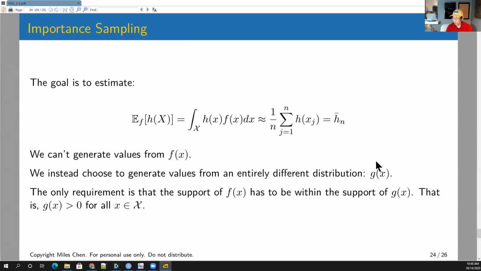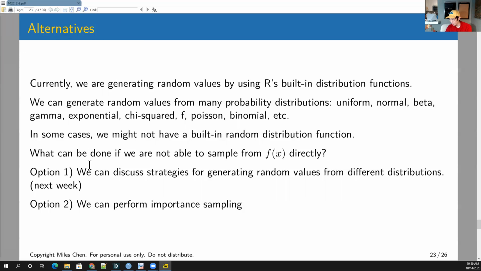But basically, even if you want to estimate this and you don't know how to generate values from f, we can get around it. We can do importance sampling. I think weighted Monte Carlo integration is a better name for it, but nobody calls it that. It's always called importance sampling. And then next week, we'll talk about this other strategy for dealing with it, which is to generate the values from f of x directly and use a different strategy.